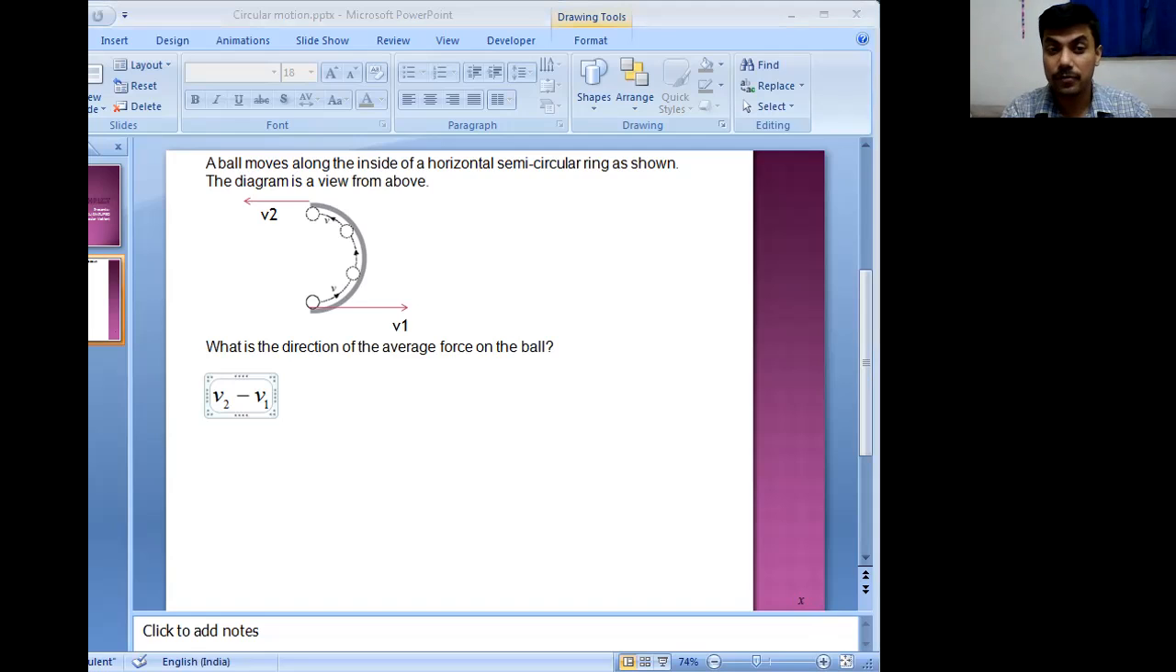Now, if this has to be found out, we have to do it vectorially. Now, V2 minus V1, if that has to be done, look into this. V2 is in the leftward direction, according to the diagram. V1 is in the rightward direction. Now, if these are vectors and you have to do a vector subtraction, then you will have to consider one to be positive, the other to be negative.